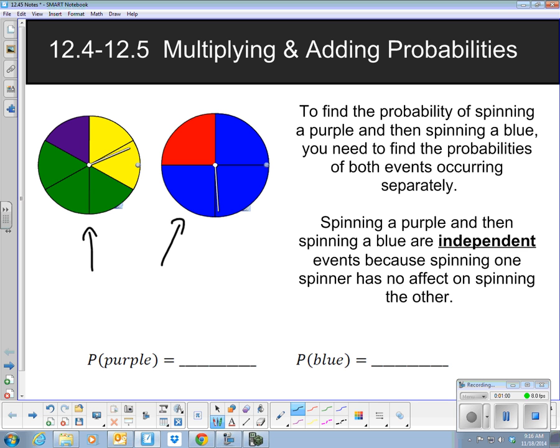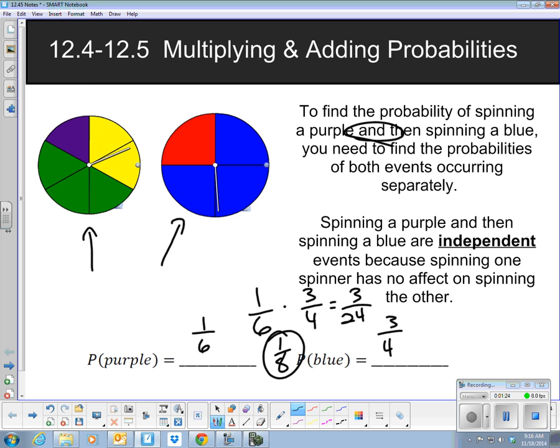So the probability of getting a purple is going to be 1 out of 6. Probability of getting a blue is going to be 3 out of 4. So now to find the probability of spinning a purple and then a blue, anytime you see the word and, or you can think about and, you're going to multiply these two. So the probability of getting both of those is going to be 1/8.